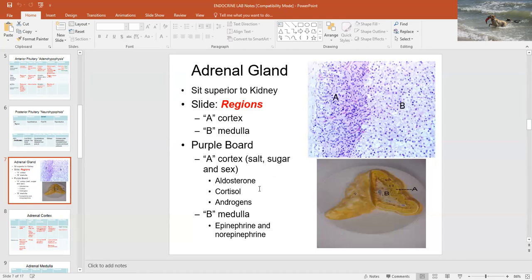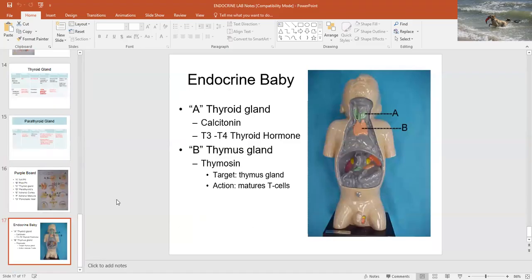The ones you really have to know are aldosterone and cortisol. That is the salt and sugar, because aldosterone pumps essentially salt from urine to put into blood, and it drags water with it. And cortisol ends up elevating sugar. And the androgens are precursors to sex cells. The adrenal medulla is epinephrine and norepinephrine.